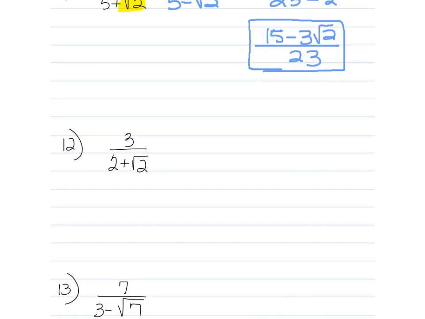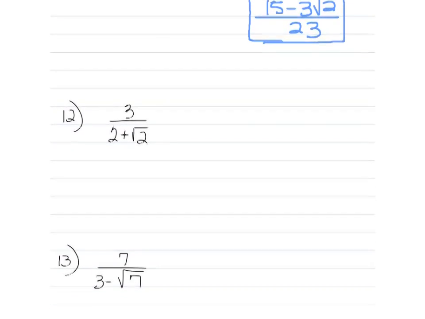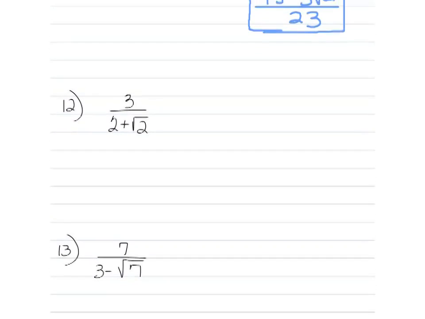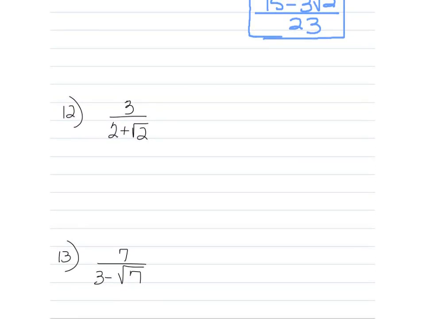Number 12. Here's a similar problem. So, we need to get rid of the radical symbol that's in our denominator. So what we will do is we will find the conjugate of that expression, and we will multiply top and bottom by the conjugate, by a form of 1. So recall, the conjugate of 2 plus radical 2 would be 2 minus radical 2, and that's what we're going to multiply to the numerator as well as to the denominator.